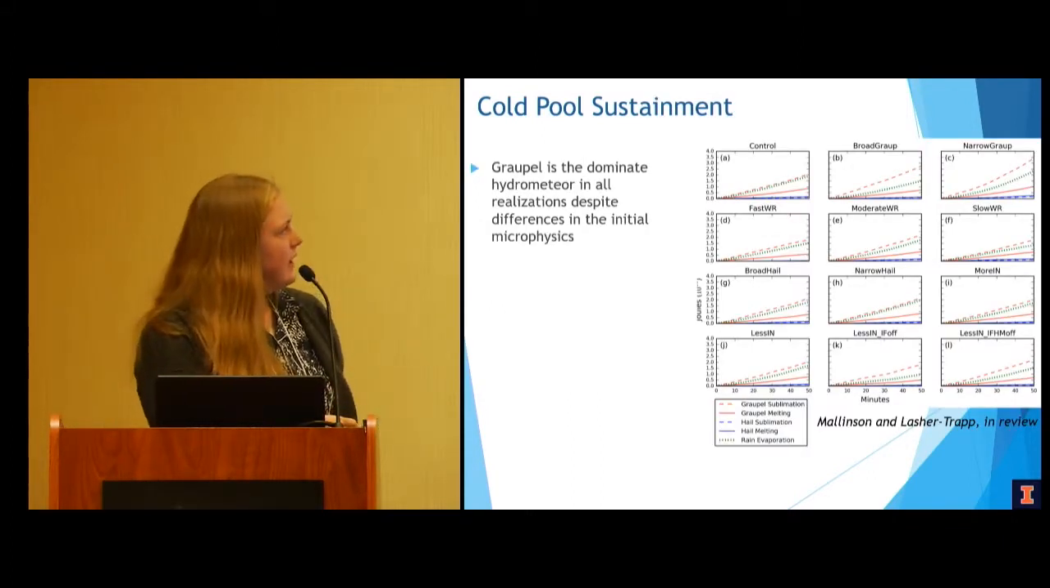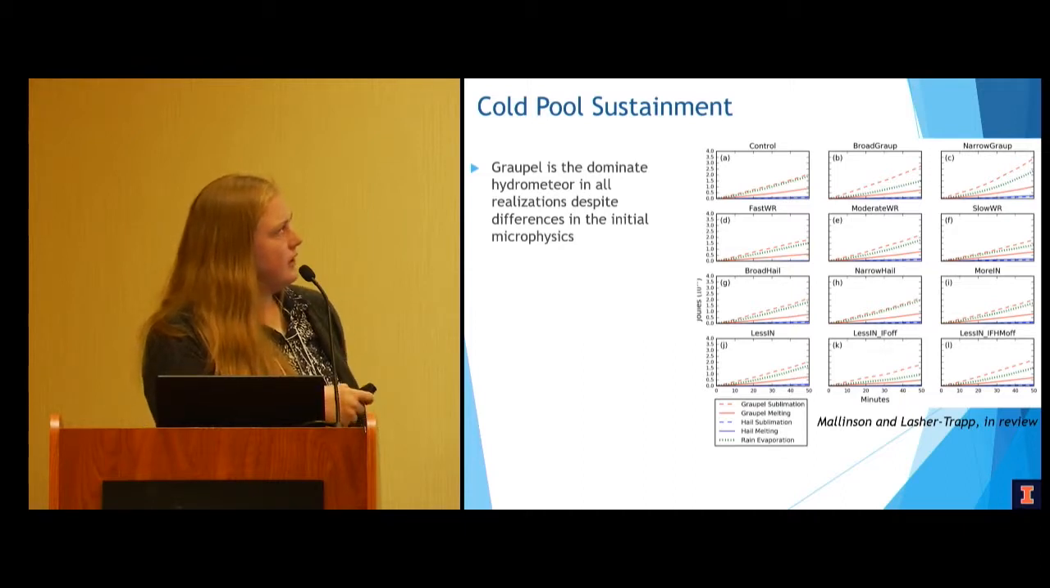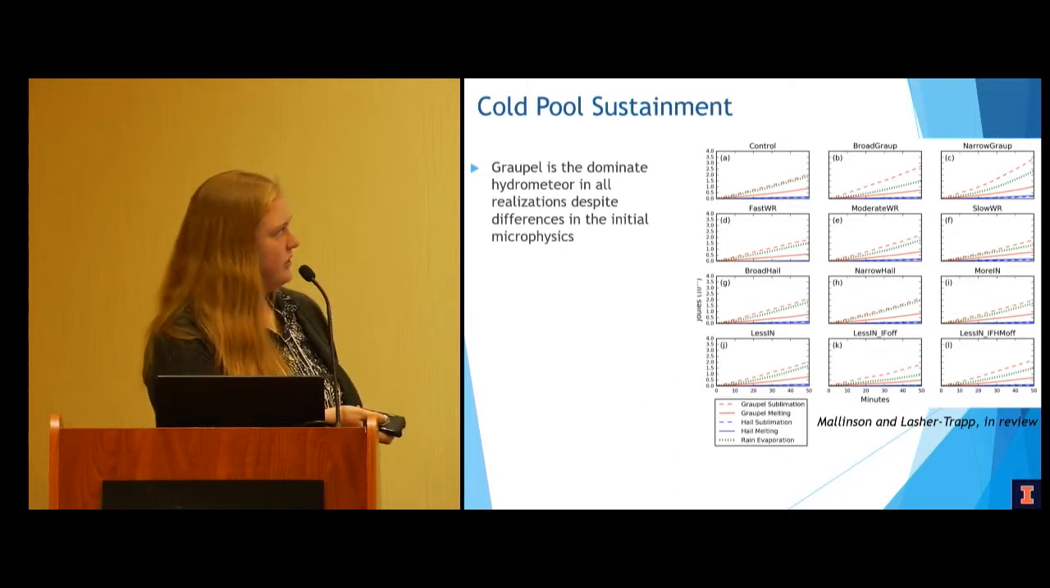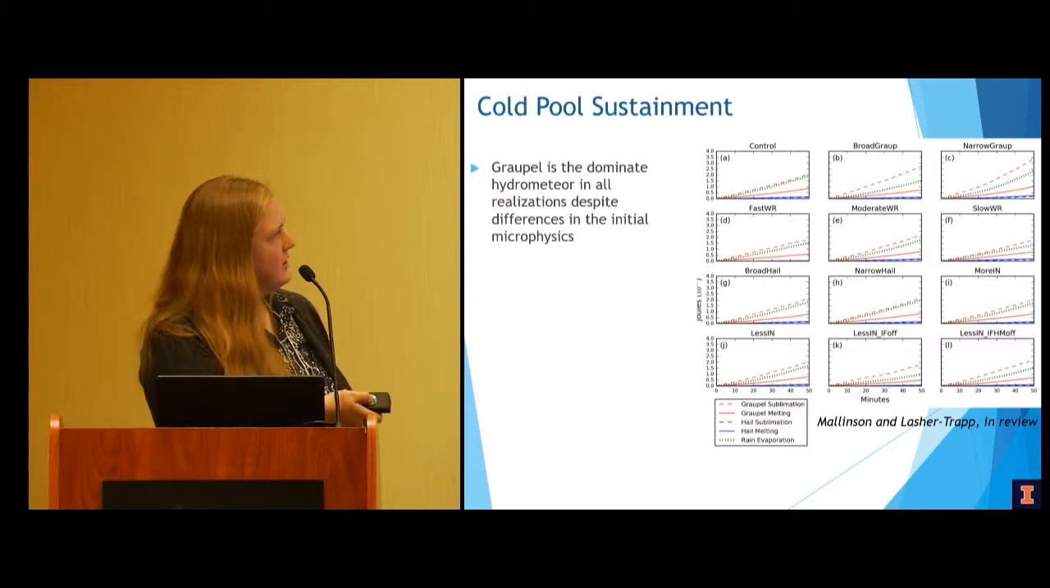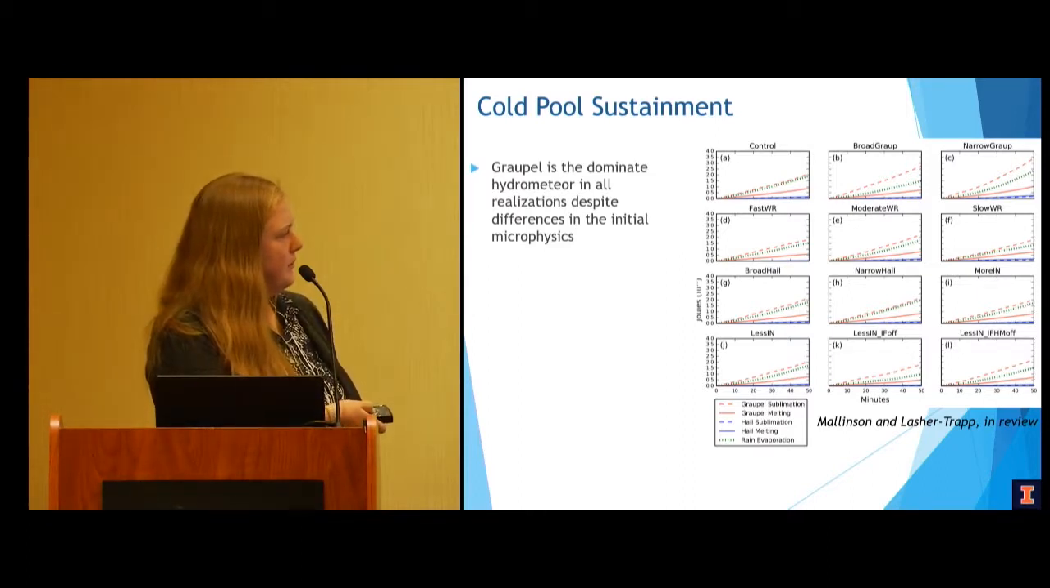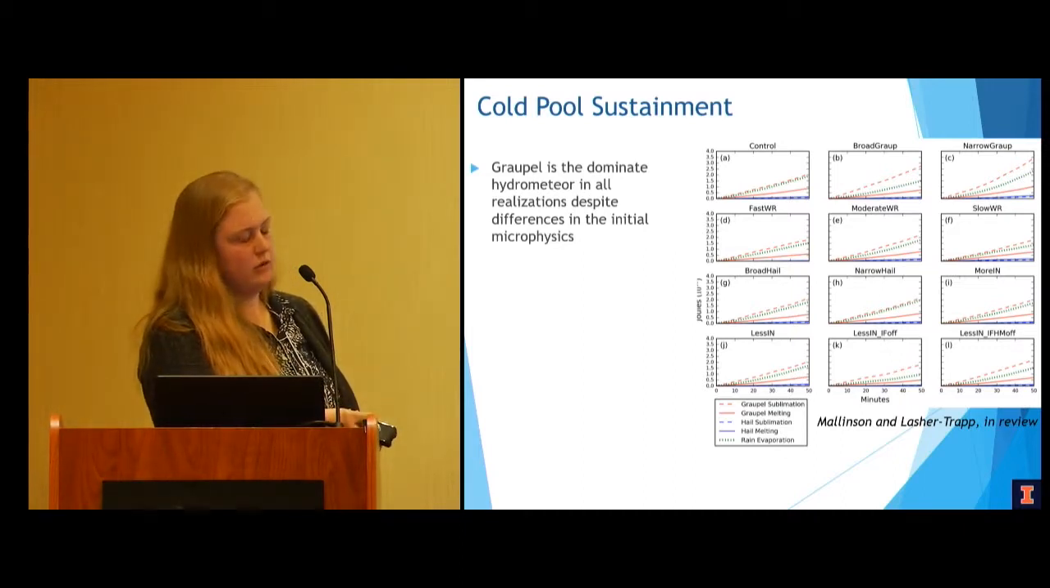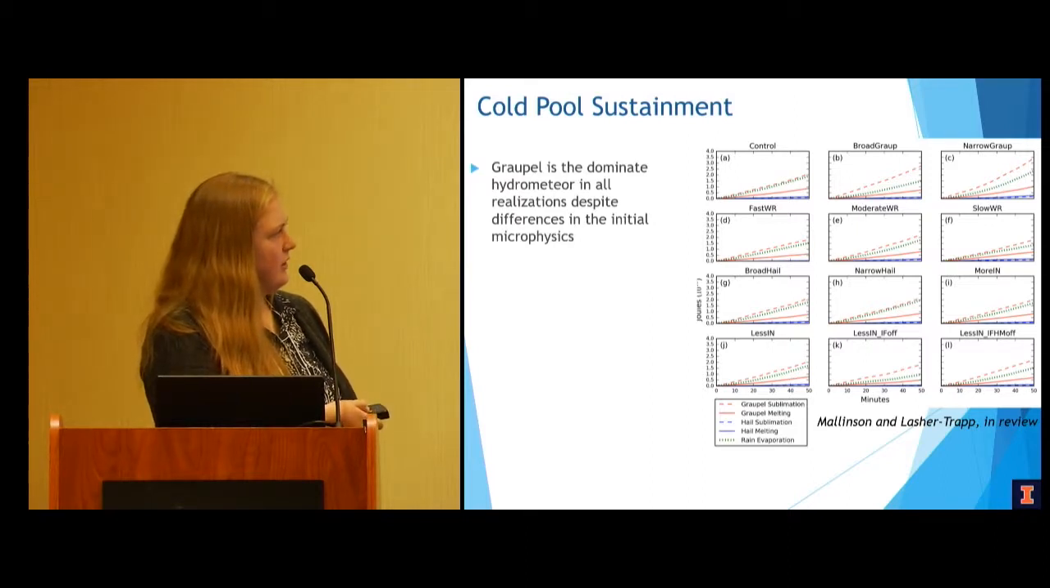Now, looking at latent cooling in sustaining the cold pools, we see that graupel is the dominant hydrometeor for all of these. Within the panel plot, the bottom axis is in minutes, where minute 0 is the time that the cold pool starts in each simulation, up to 50 minutes afterwards. And then we have latent cooling in joules, at 10 to the 16th.